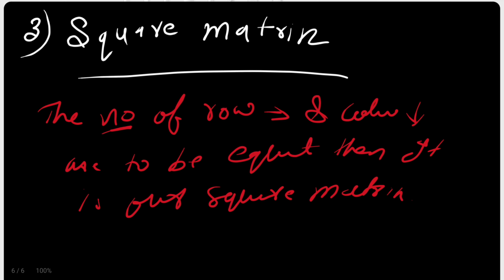So I hope you will understand this definition of the square matrix, and you will also understand this. Right now I will explain this with the given examples. We already know that if the number of rows and the number of columns is equal, then it is called a square matrix. This is very important.